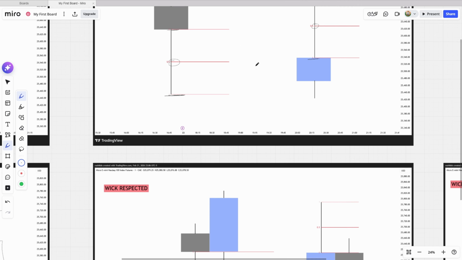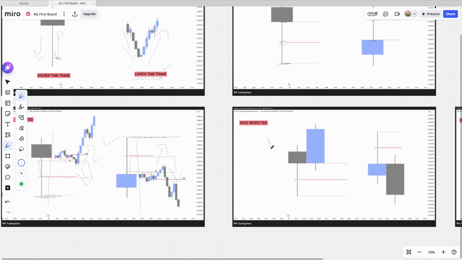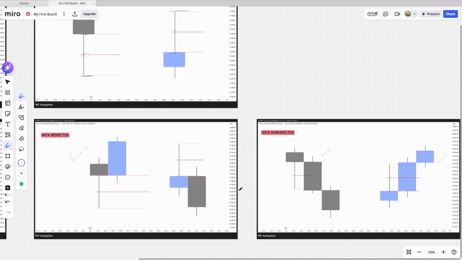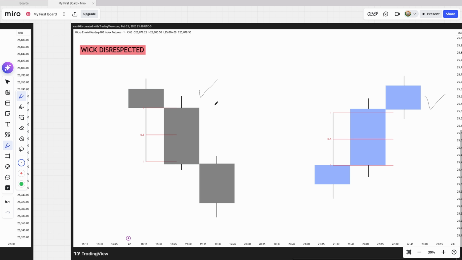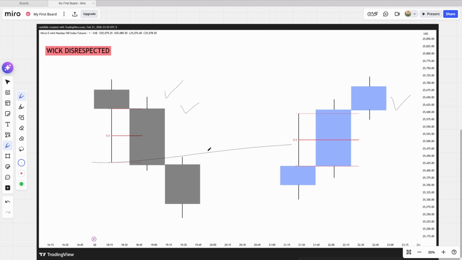A wick is a lower time frame reversal. The 50% level of the wick is the line in the sand. If price respects the correct half, continuation is likely. If it disrespects it, the entire wick is often taken.